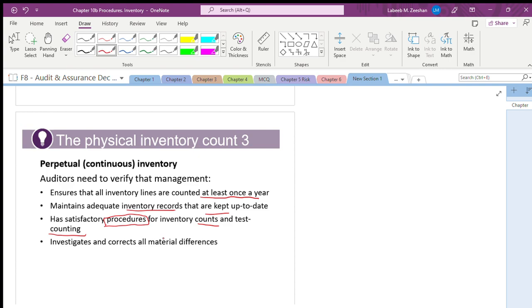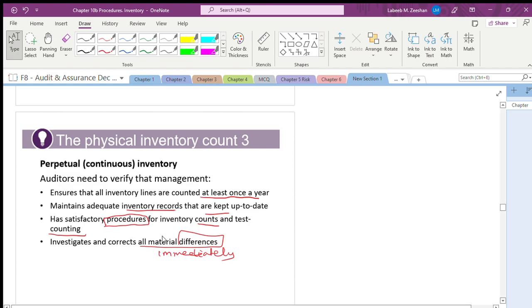Next, have satisfactory procedures for inventory counts and test counting as such. Investigate and correct all material differences as on that day, immediately. If there are any corrections, you have to make those corrections at that point of time. We should not delay it, because the process is continuous.